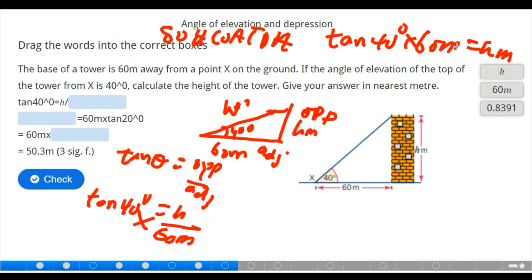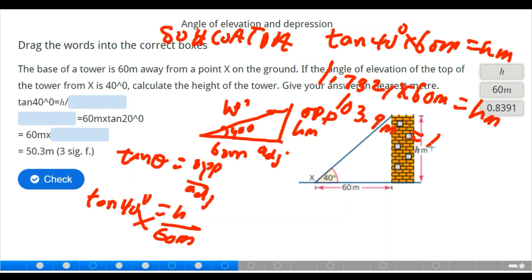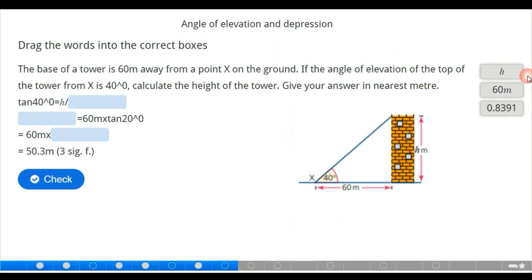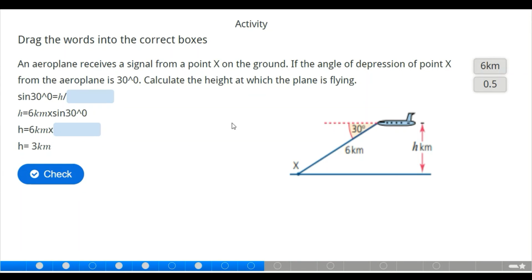Okay, so what is tan 40 degrees? Tan 40 degrees will give us 0.8391 after we approximate, multiplied by 60 meter equals h meter. So we multiply 0.8391 by 60 to give us 50.3 meter equals h. So the height here is 50.3 meter. So that gives us the solution to the problem we have here. Then let's look at the next solution here.